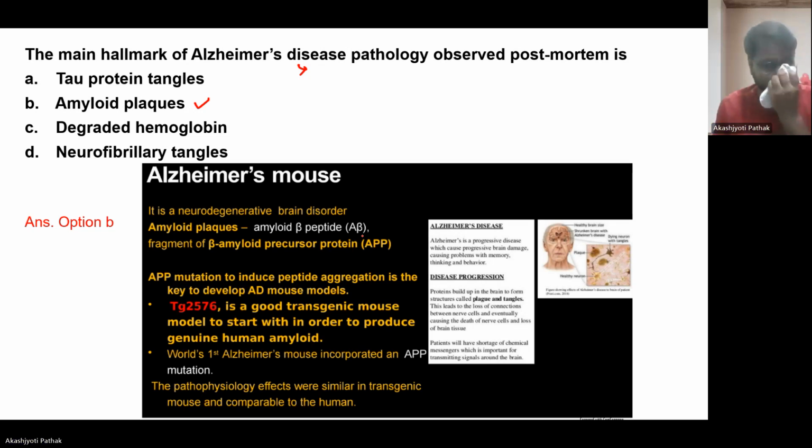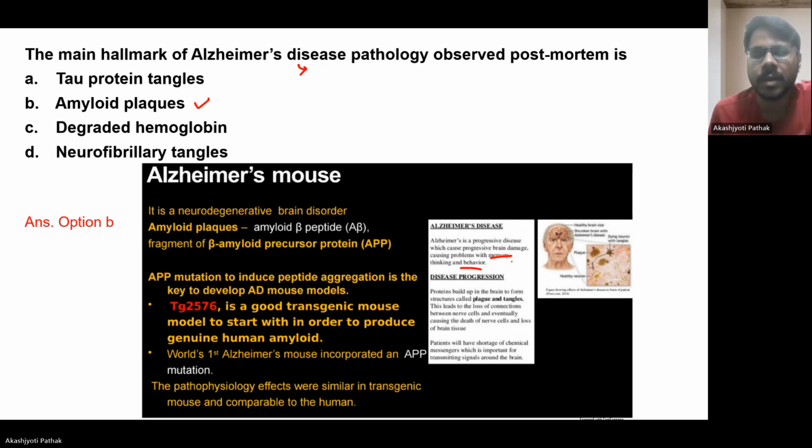So for Alzheimer's, as you can see, it has been described in this slide as well. So this Alzheimer's disease is a progressive disease which causes progressive brain damage, causing problems with memory, thinking, and behavior. So yes, that is what I was explaining, that it's associated with memory.